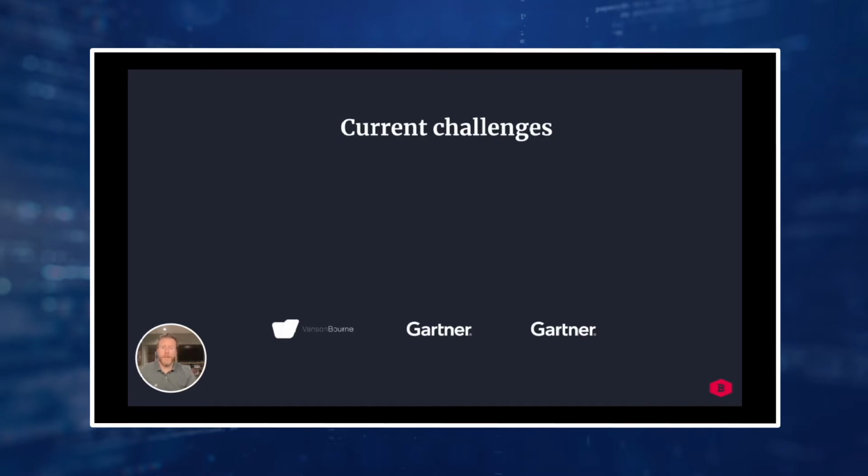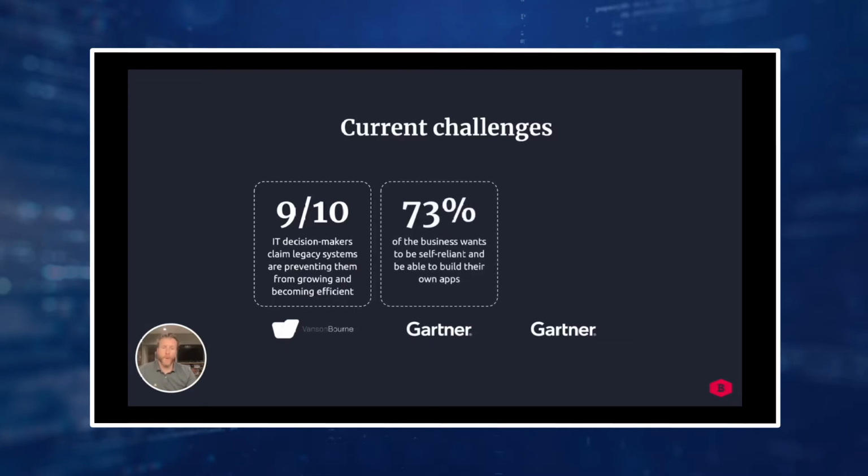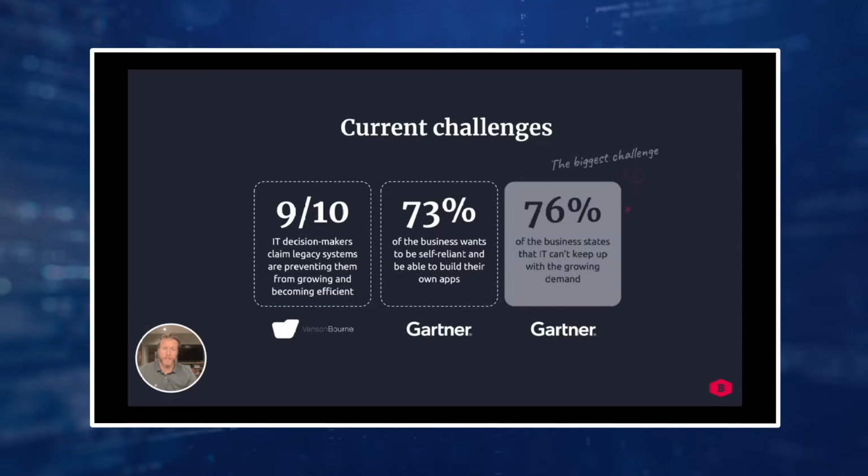I'd like to talk about some of the challenges that many organizations are facing. When talking to IT decision makers, the overwhelming percentage, approximately 90%, are discussing how legacy systems are preventing them from doing the critical things that will help them grow and become more efficient. When Gartner started interviewing organizations about becoming more self-reliant to build their own applications, overwhelmingly, 73% want to be able to stand and deliver on the critical applications that they needed.